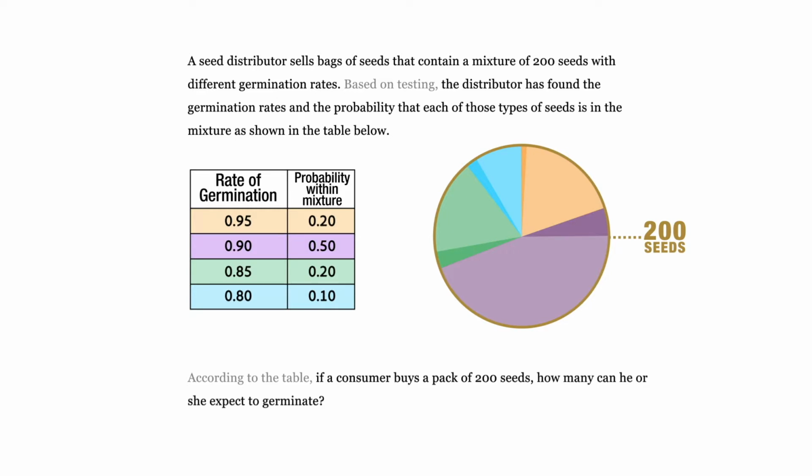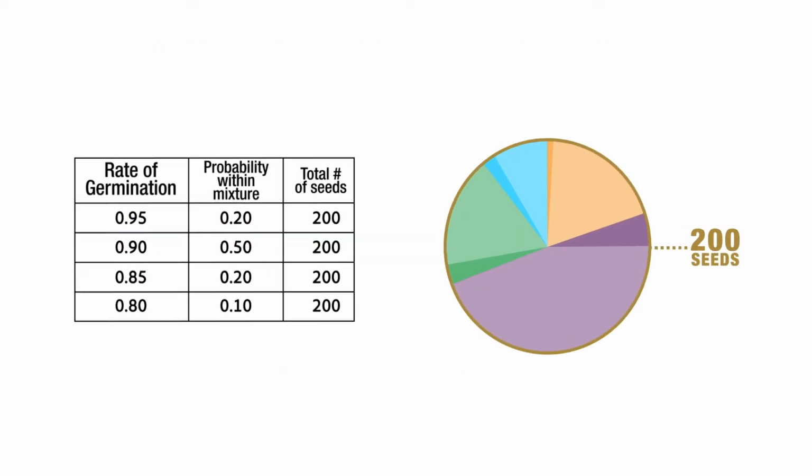germinate? All right, there's a couple different ways to do this, but I prefer to do it like this. We'll take the germination rate of each seed type times the probability, the likelihood that that seed type will be in the bag, times the 200 seeds that are in the bag.